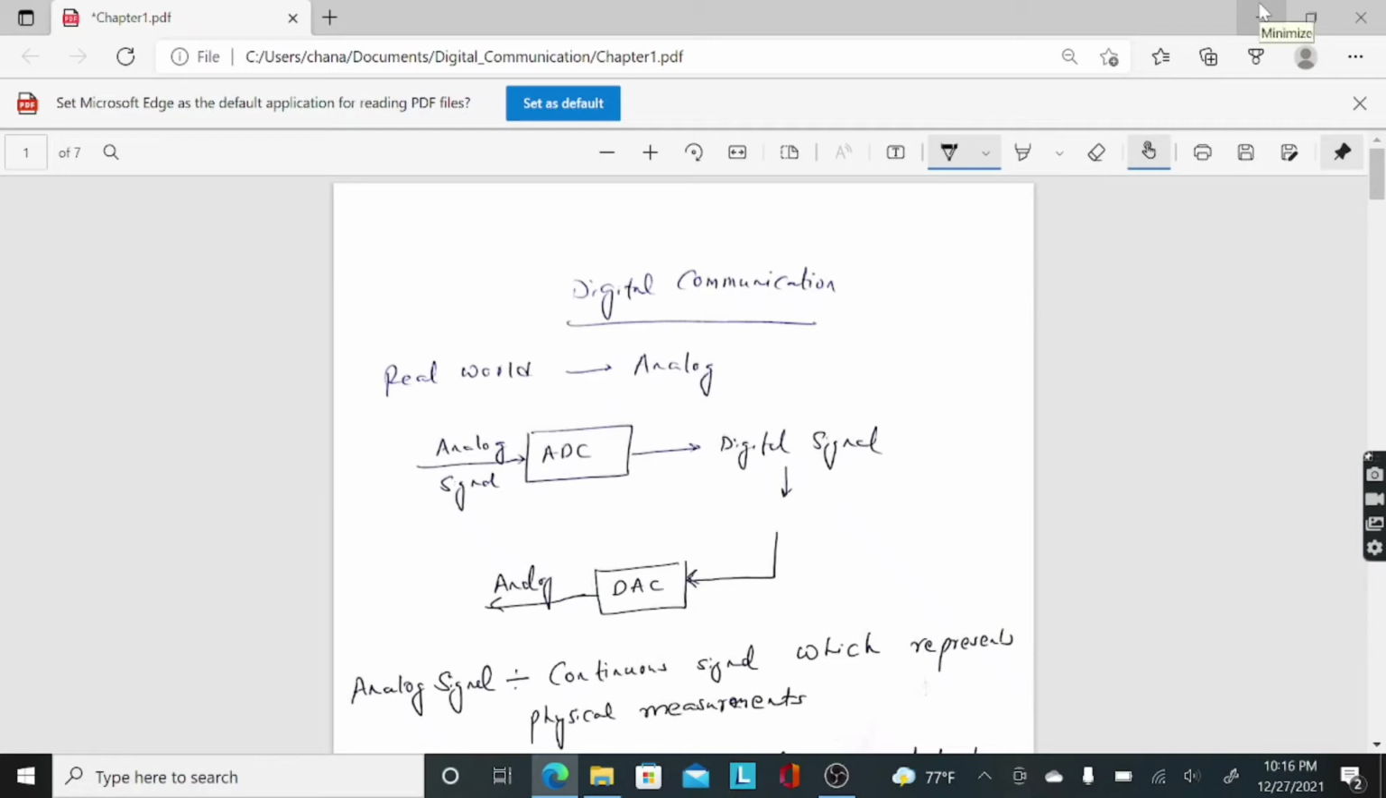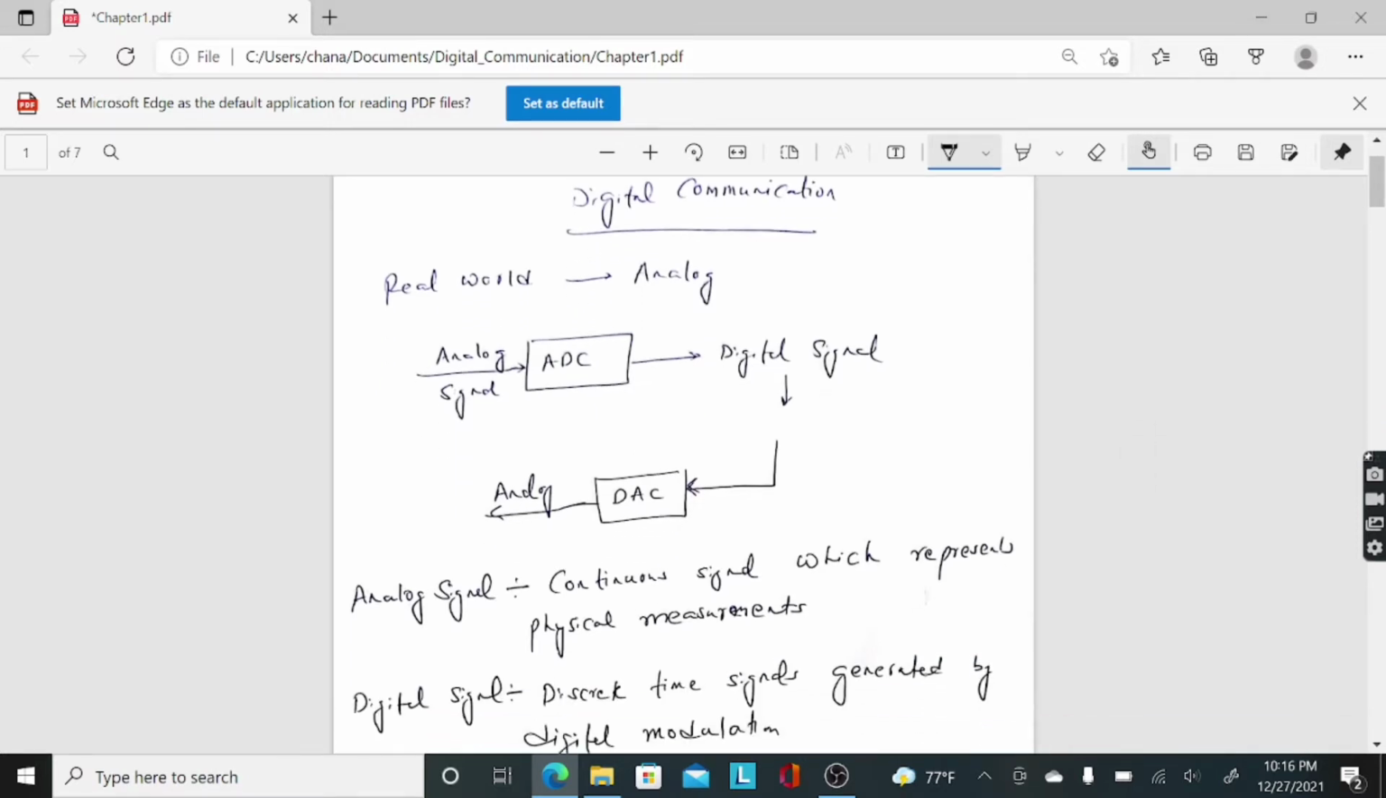Everybody. In today's class, we'll be covering basics of digital communication and also we'll study a little bit on what is time domain analysis and what is frequency domain analysis. So let's start with some basic concepts of digital communication. So what is analog signal and what is digital signal, just at very high level.